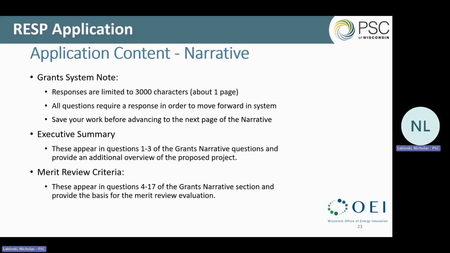The narrative section also includes an executive summary and project detail questions. The executive summary asks for your UEID, key partners or stakeholders, project objectives and metrics, budget justification, a list of reference materials that may be uploaded, and several affirmations. The project detail questions are covered later in this presentation, as I've already mentioned. And just a quick note, for RESP round 2, there are 17 grant questions in total, 3 in the executive summary, and then questions 4 through 17 in the merit review criteria.